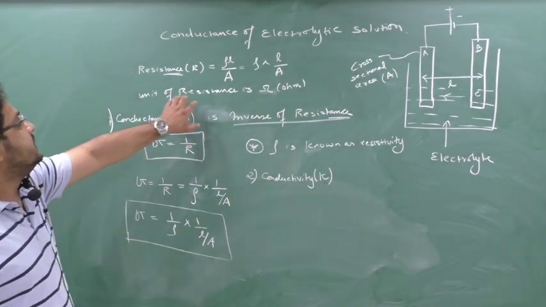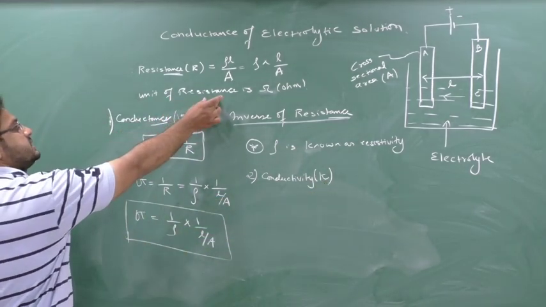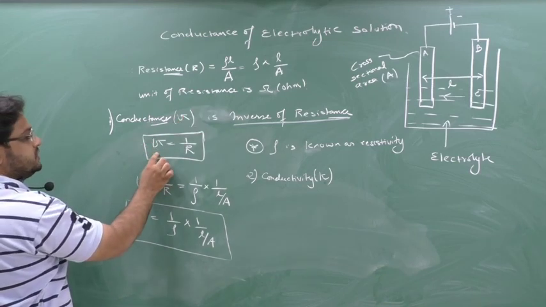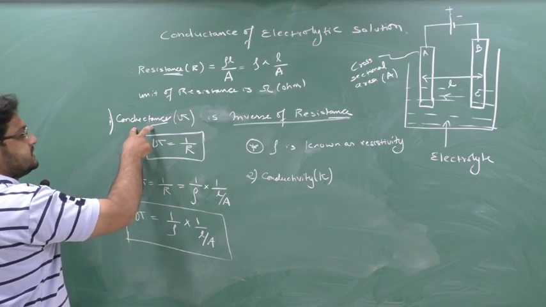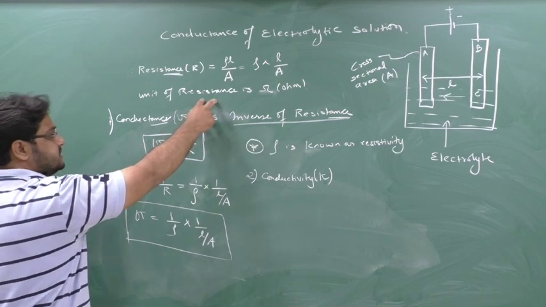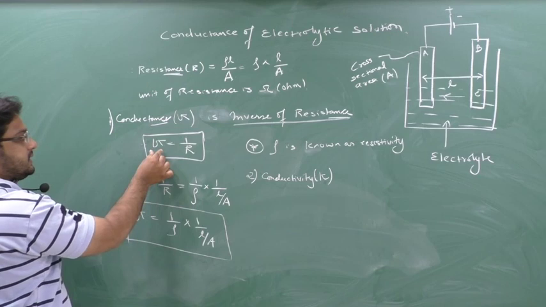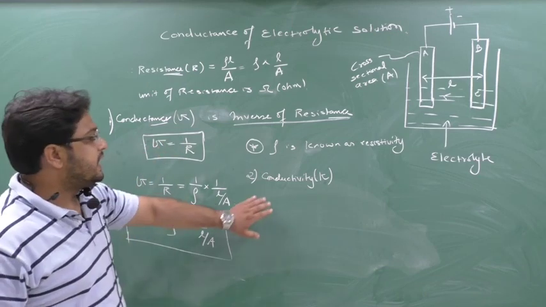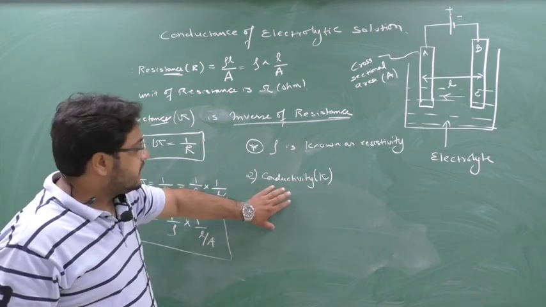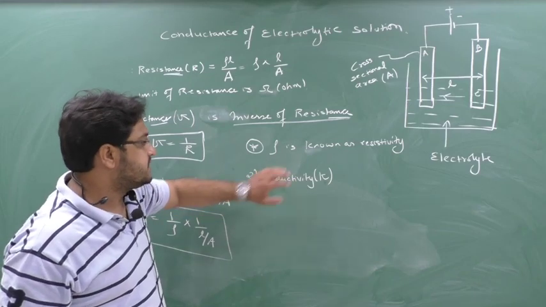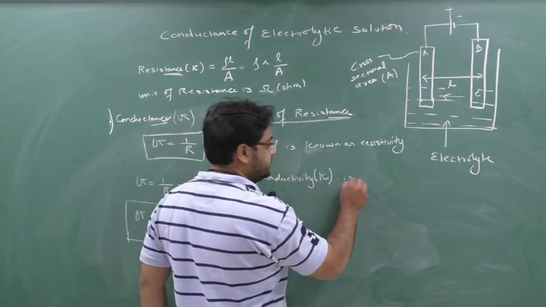Now see here, the relation between resistance and conductance is inverse. So G equal to 1 by R. Conductance has a relation with resistance, so it is easy to remember: conductance will be the inverse of resistance. Here I have taken the conductivity. Conductivity has a relation with resistivity.